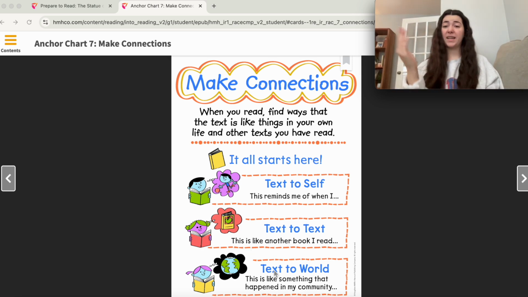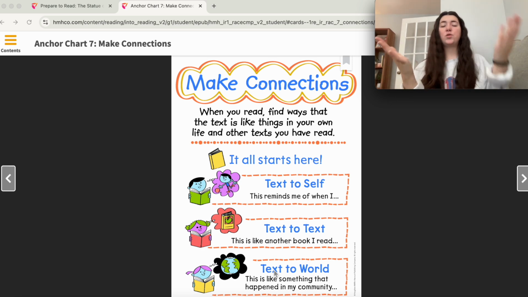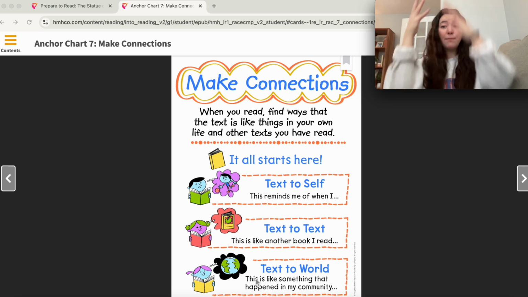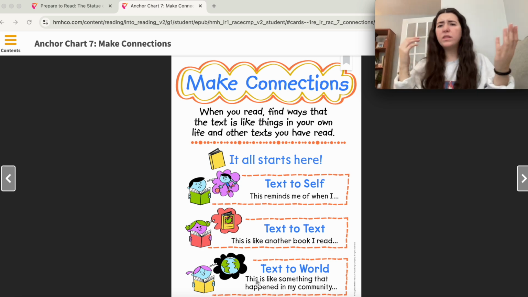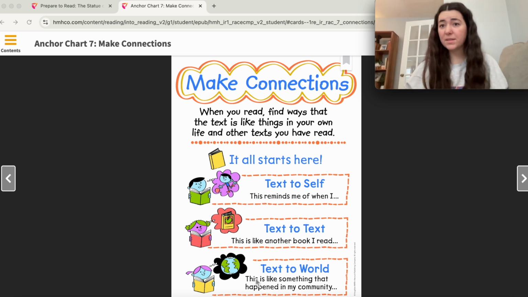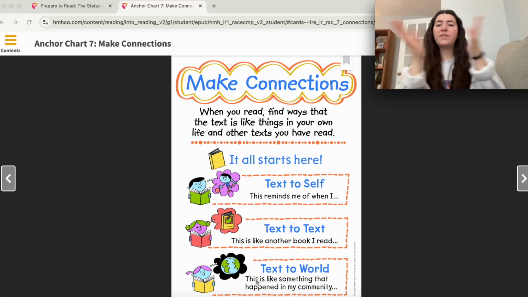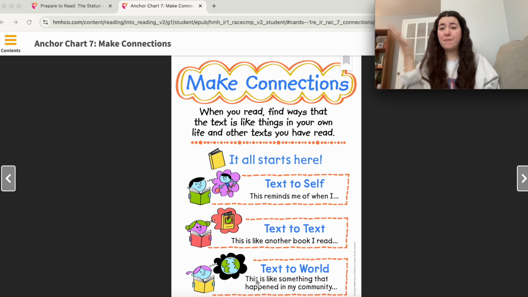And there's also text to world. Say text to world. This is like something that happened in my community is something you might think. So if I read a story about a city, I might say, oh, this reminds me of my city of Jamestown. It might remind you of the different cities.